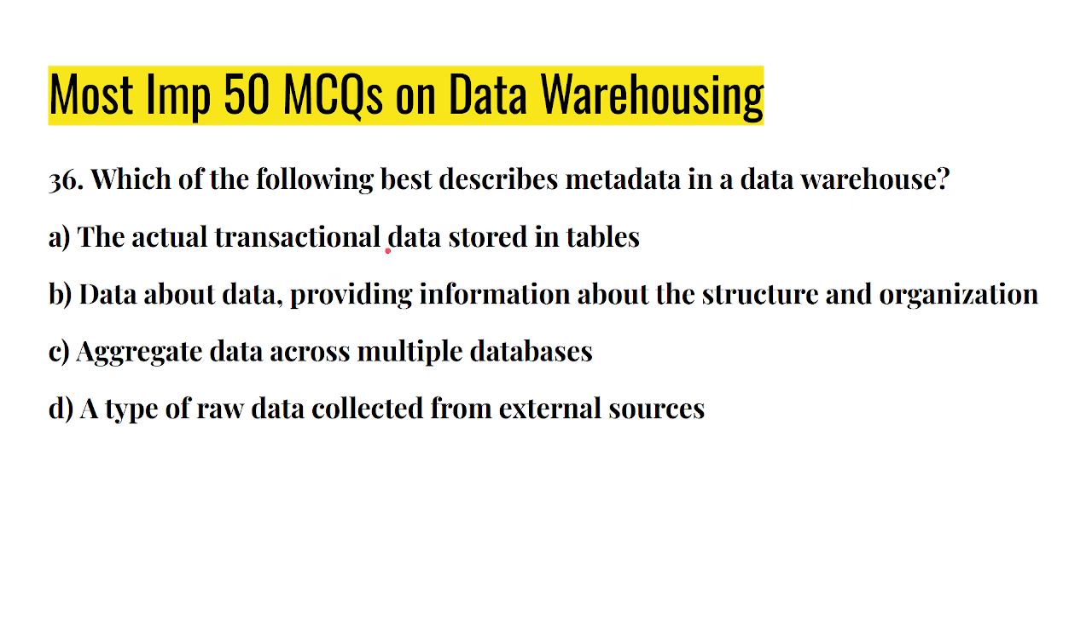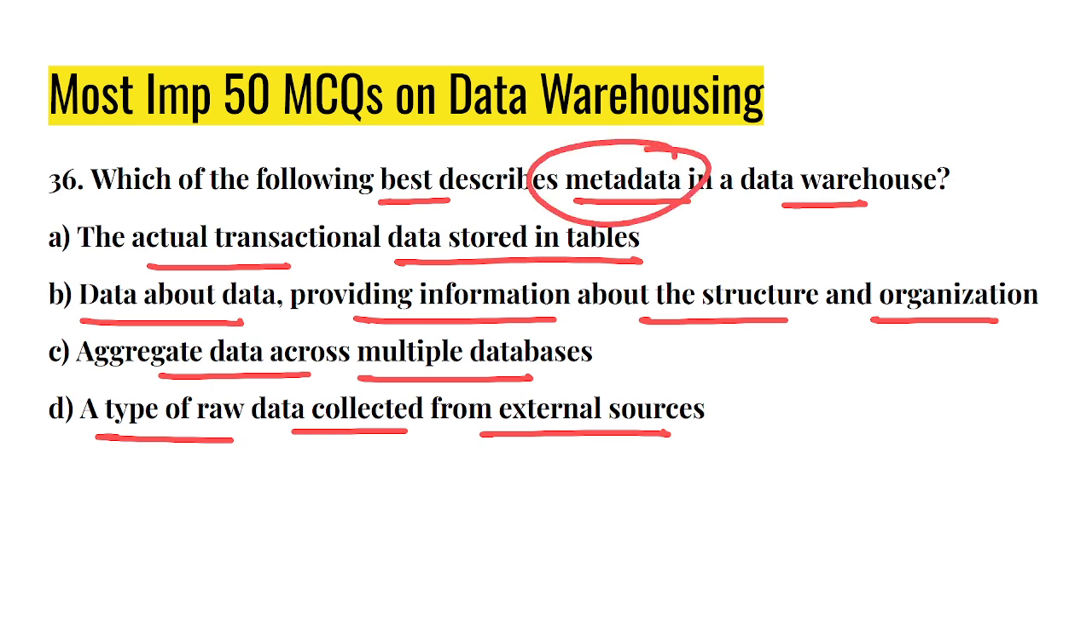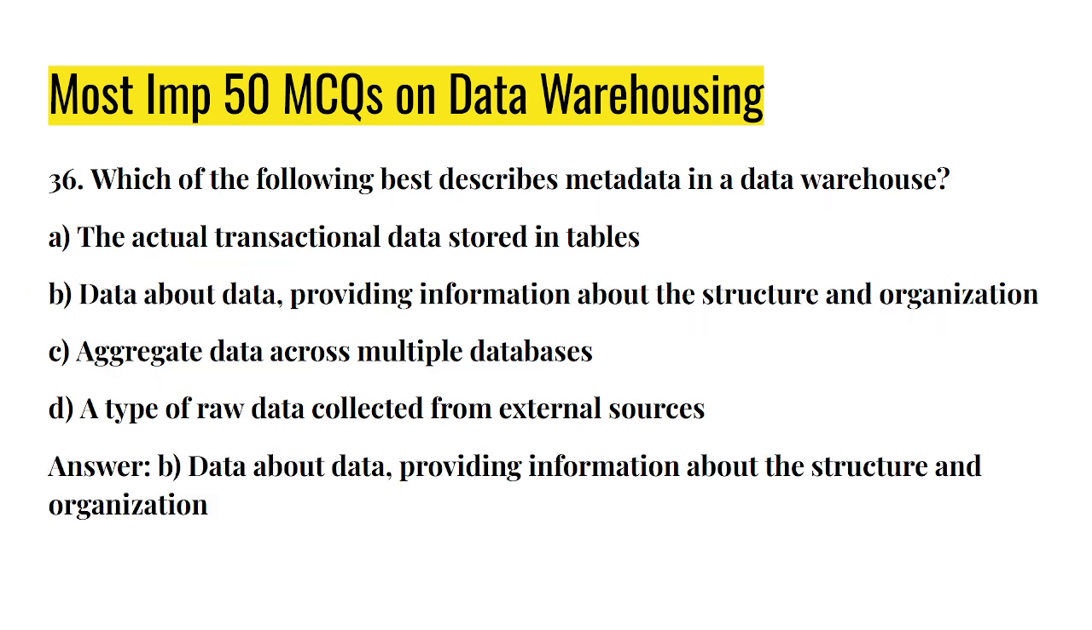Question number 36. Which of the following best describes metadata in data warehouse? The actual transactional data stored in tables, or data about data providing information about the structure and organization, or aggregate data across multiple databases, or a type of raw data collected from external sources. You know, metadata means data about data which reflects the property of data. That is option B. Data about data that provides information about the structure and organization is called metadata in data warehousing. Right? Option B is the correct answer for question number 36.